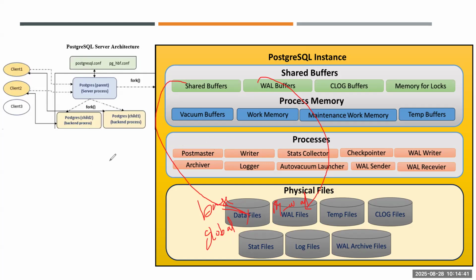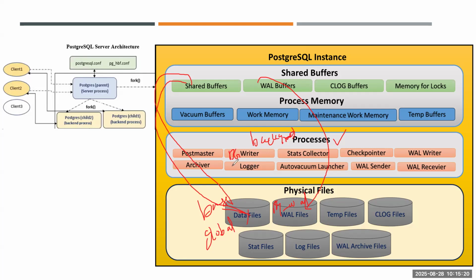So there are two writers. One is the background writer. See, there are multiple background processes running. Like the background writer, which is continuously writing the information from the shared buffer to the data files, writing continuously from the shared buffer to data files.